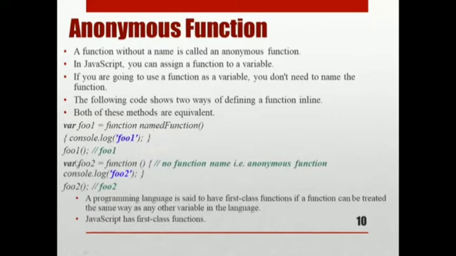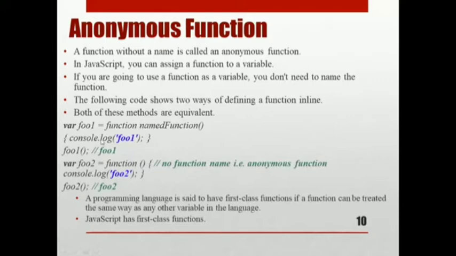Then another type: here you can see the variable foo2 is equal to a function without a name, that is, an anonymous function. The previous one is the example with a function name, and now this is a function without a name, an anonymous function. The variable foo2 is equal to function, open the body, write console.log and print foo2, then call this variable. Now this variable acts as a function here, so it will print this foo2.